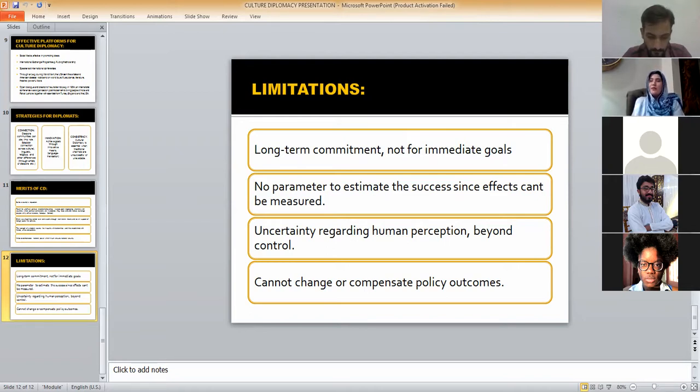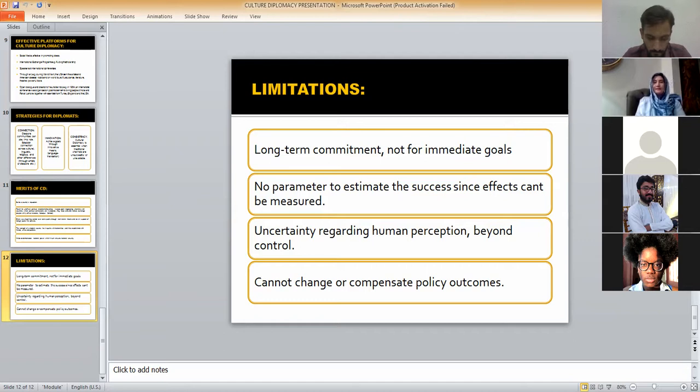Then there is no parameter of success, since the effort can't be measured. So it's intangible. It is something that you cannot tangibly calculate, saying this was your success, this was your merit, and this was your demerit. So this is something which is intangible.